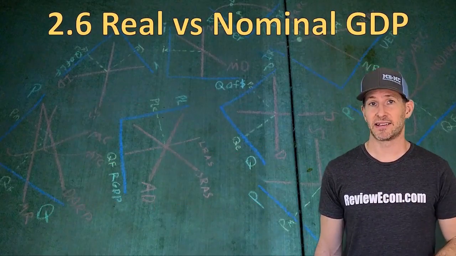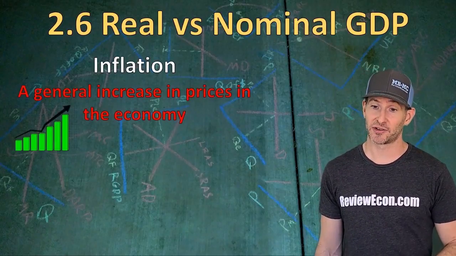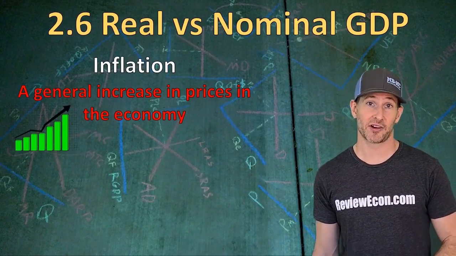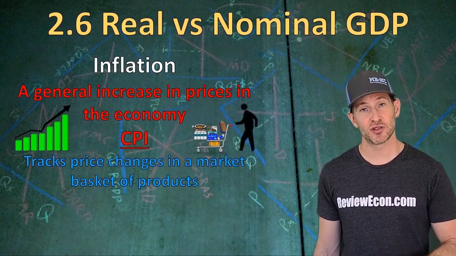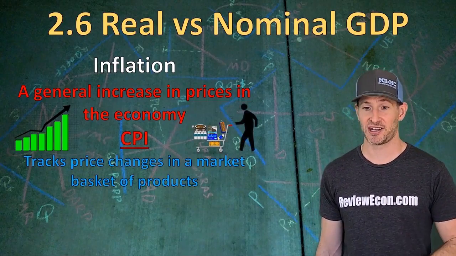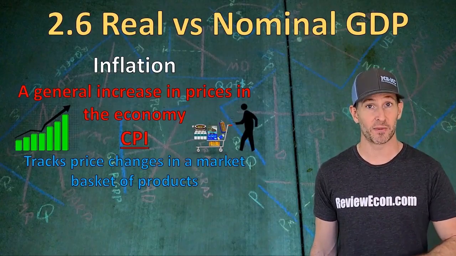The next economic indicator we're going to look at is inflation. Inflation is a general increase in prices throughout the entire economy. One way of tracking inflation is through the Consumer Price Index. The Consumer Price Index tracks price changes in a market basket of products typically purchased by an urban household.